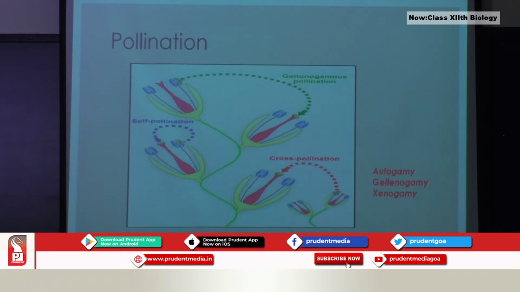Transfer of pollen from the anther of one flower to the stigma of another flower on the same plant. So functionally this becomes cross-pollination because you would require a pollinating agent to transfer the pollen grains from this flower to the other flower. But genetically this is still going to be what? Self-pollination or autogamy. So geitonogamy, functionally, is cross-pollination, but genetically it is self-pollination.